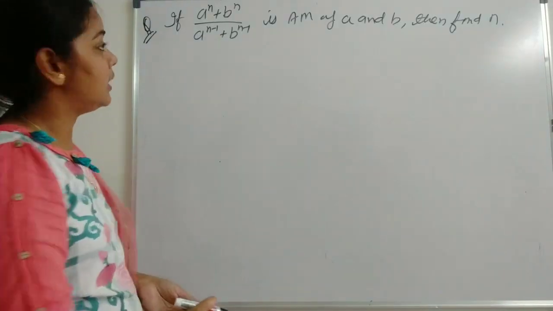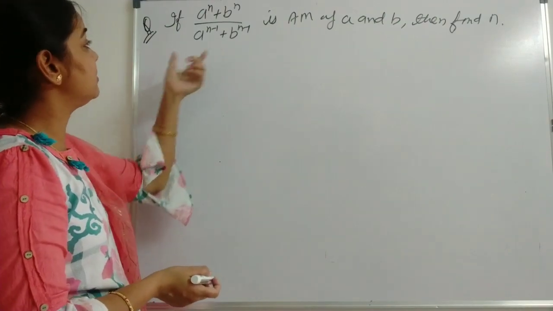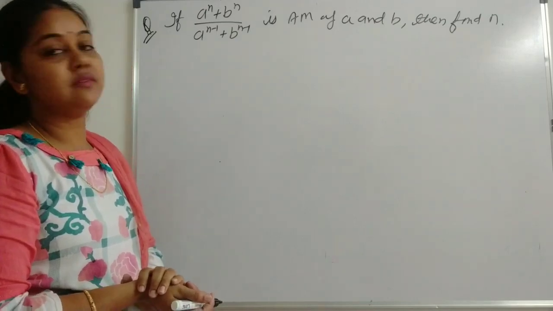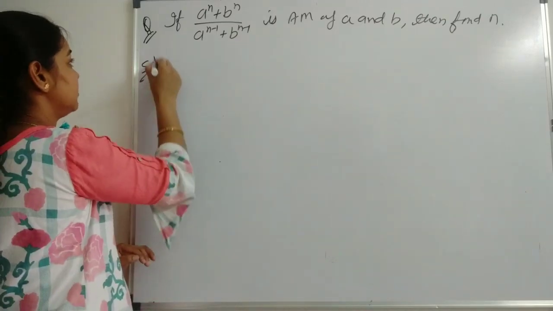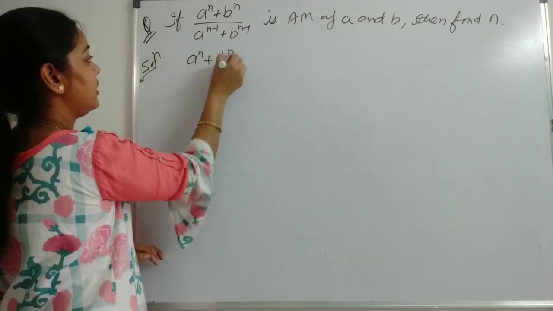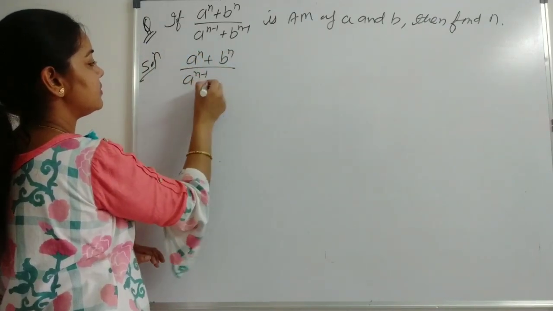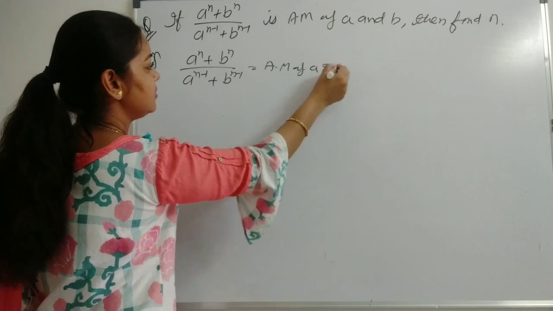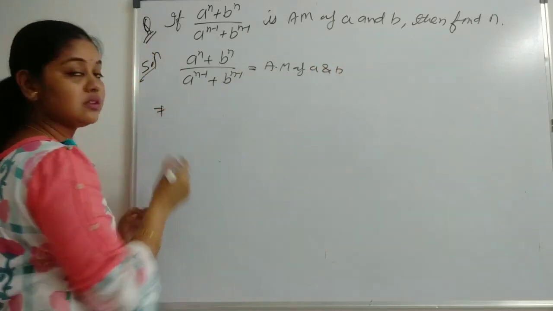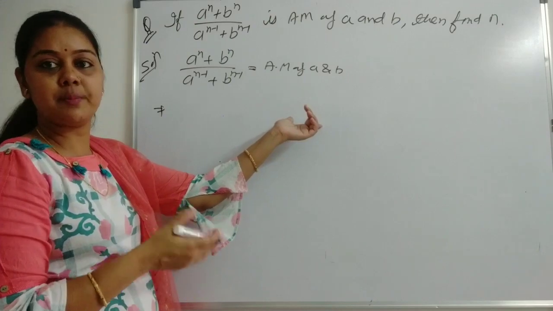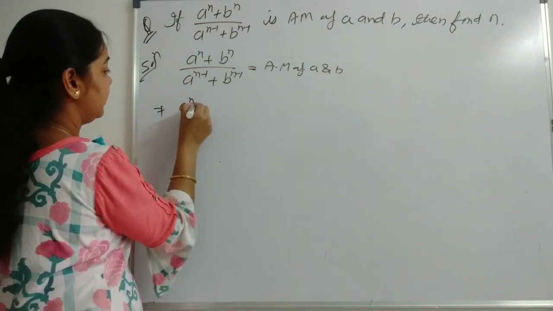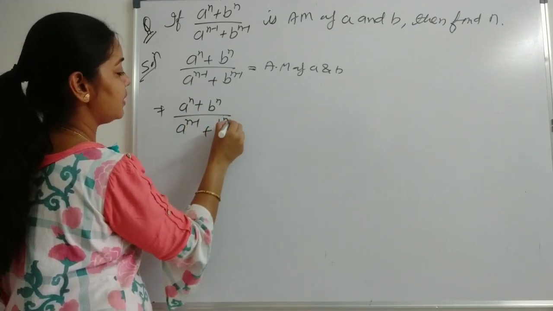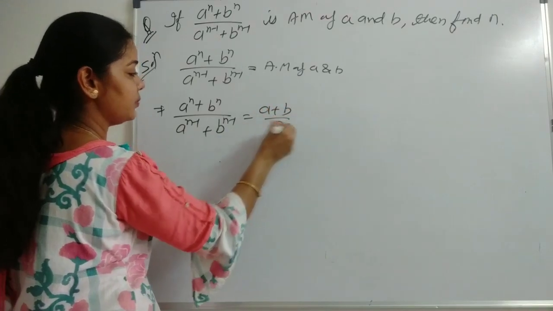Okay? In this question, we are given that this term is the arithmetic mean of a and b. Then find the value of n. (a^n plus b^n) upon (a^(n-1) plus b^(n-1)) is the arithmetic mean of a and b. What is the arithmetic mean of a and b? That is (a plus b) by 2. So (a^n plus b^n) upon (a^(n-1) plus b^(n-1)) equals (a plus b) by 2.